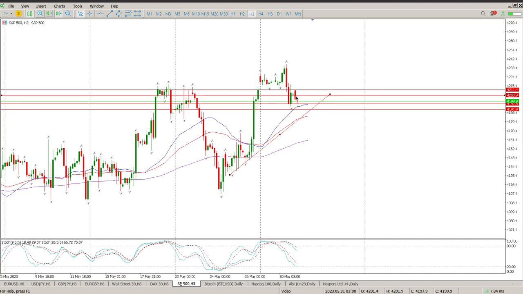The big question here is, is this going to continue? I'm of the opinion it is. So I'm still looking for opportunity to buy off one of these two levels here.